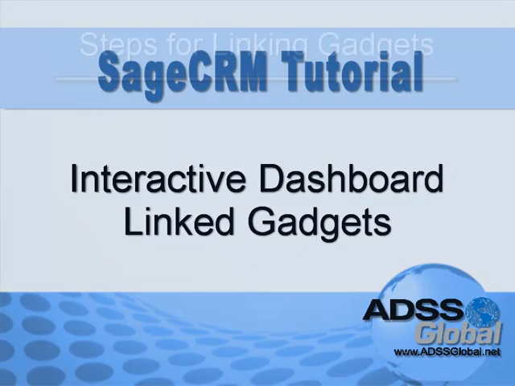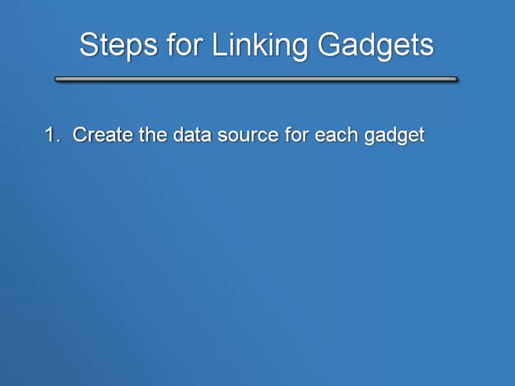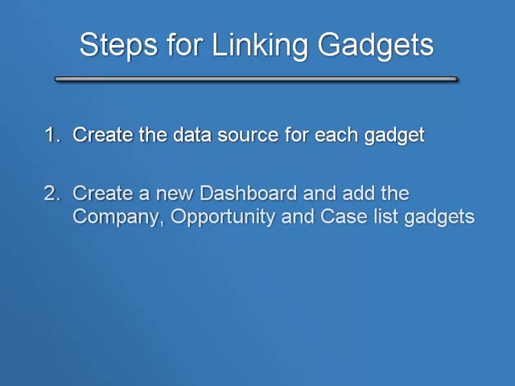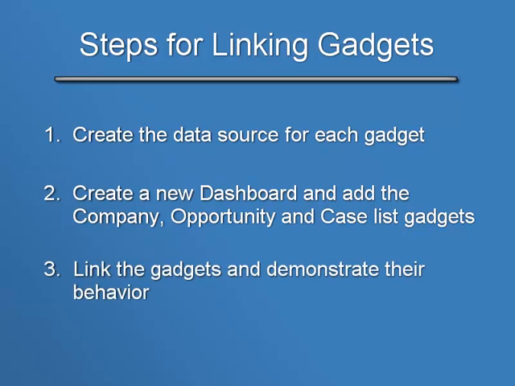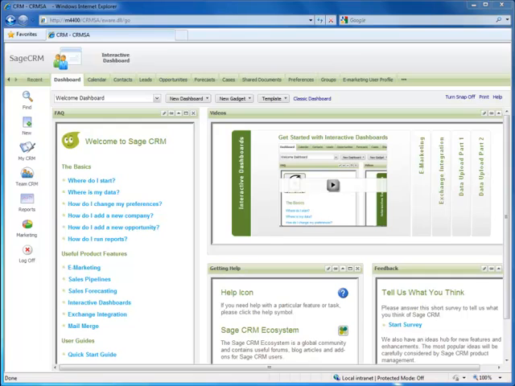We're going to present this tutorial in 3 steps. First, we'll create the data source for each gadget. Then we'll create a new dashboard and add the company, opportunity, and case list gadgets. And finally, we'll link the gadgets and demonstrate their behavior. So now let's jump right in and get started with the first step, creating the data source for each gadget.